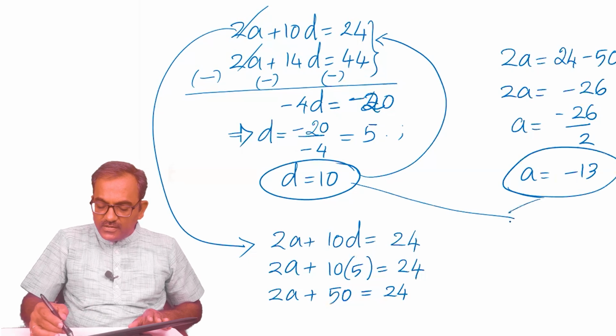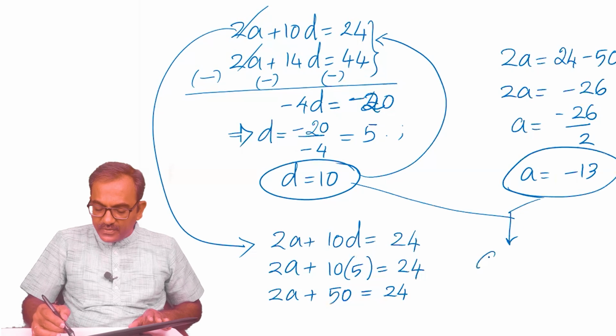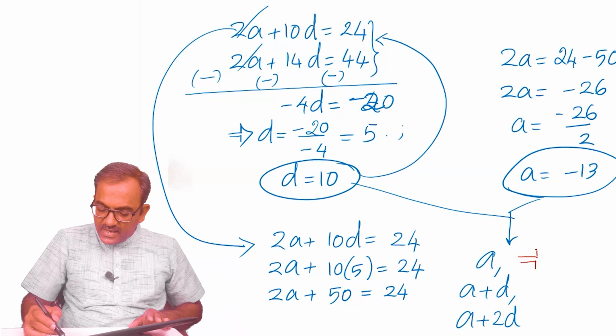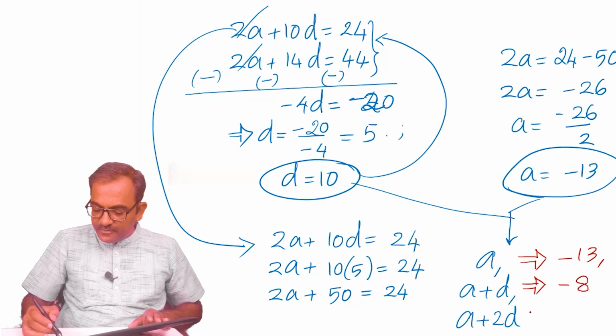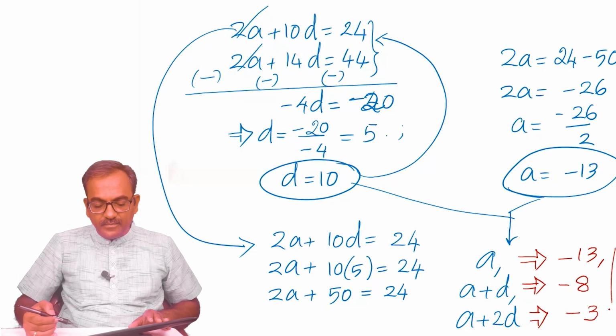So using these two values, I need to determine the AP. The AP is a, a plus d, a plus 2d, correct? So this a itself is minus 13, minus 13 plus 5 is minus 8, and then minus 13 plus 10 is minus 3. So this is my AP.